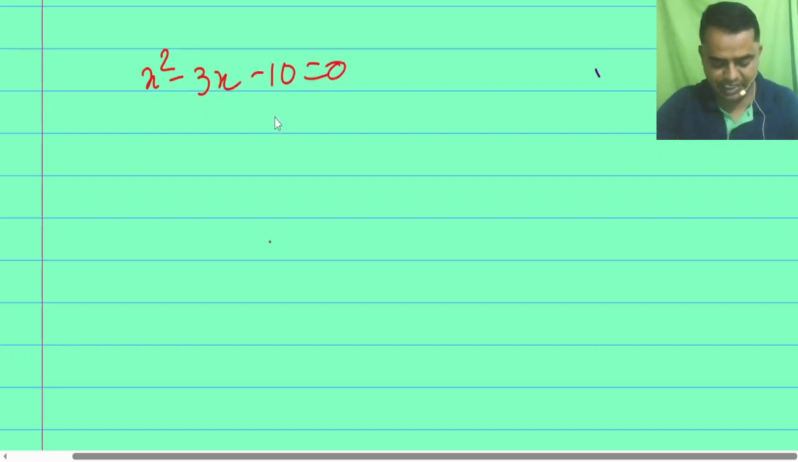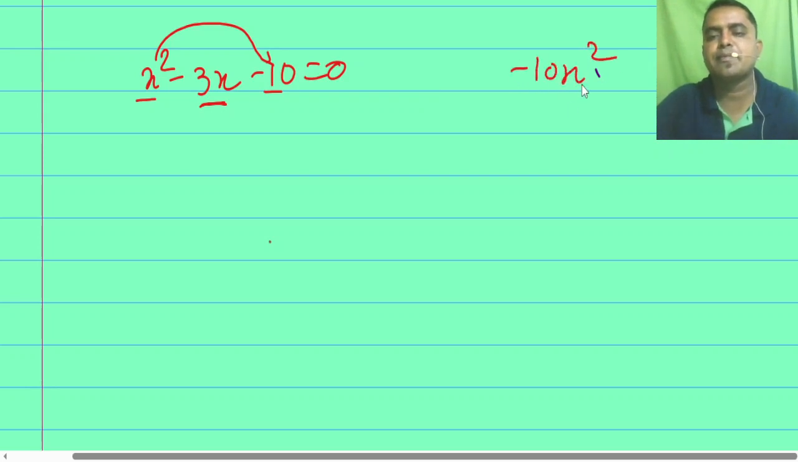It is already in the standard form. So we only have to split the middle term in such a way that if you multiply the first term and last term, it becomes minus 10x square. So we have to find the factors of minus 10x square. 5 twos are 10. This is minus 5, this is plus 2.